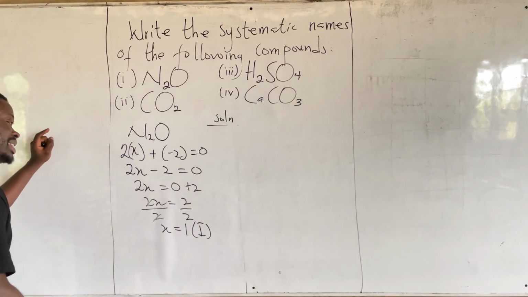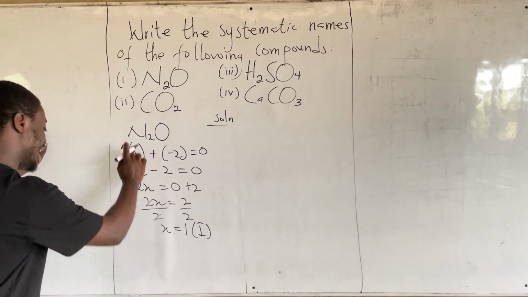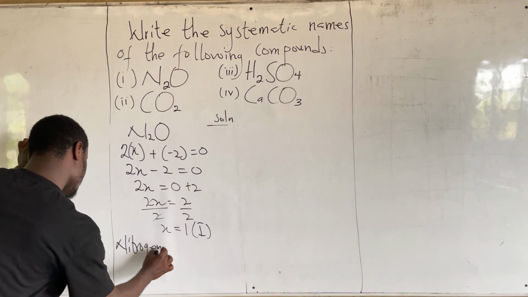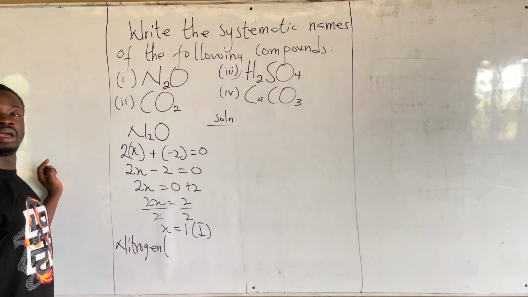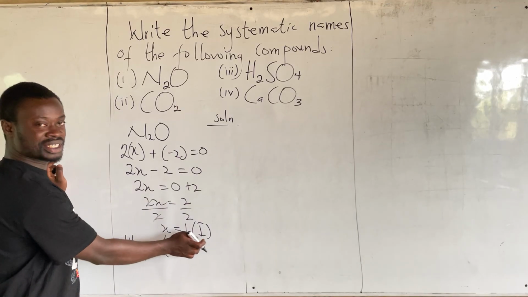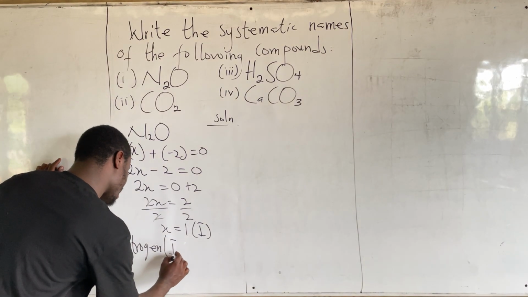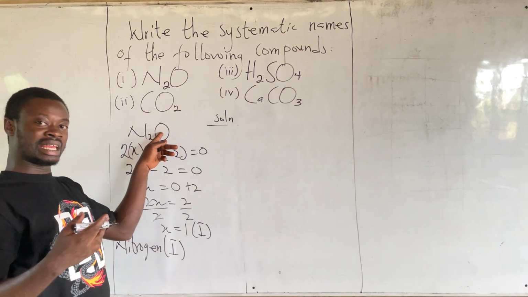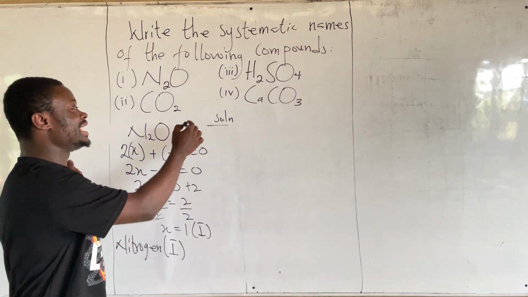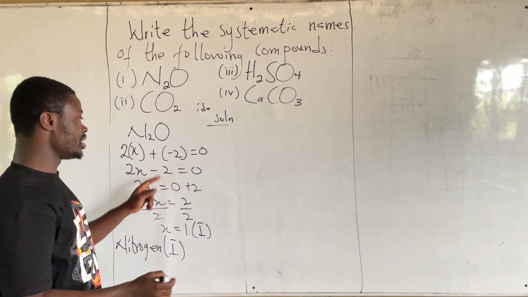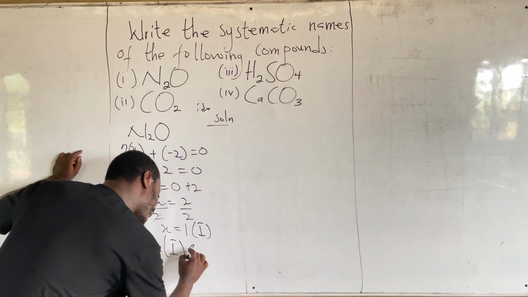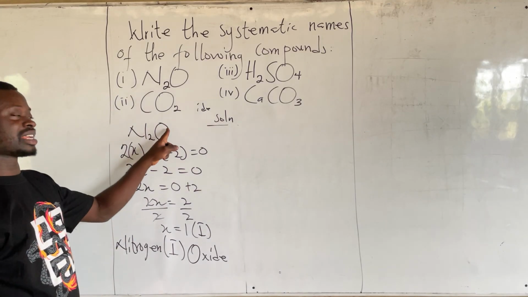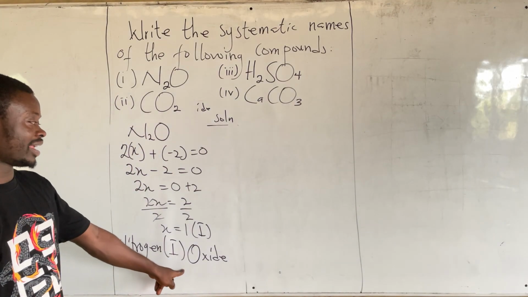Now let's name the compound. Let's write the systematic name. The first element is nitrogen, so you write nitrogen. Then what was the oxidation number? 1, which is I, so you write I. And then for oxygen, we are going to replace the last 2 letters with IDE, so this will be oxide. So the systematic name of this compound is nitrogen I oxide.